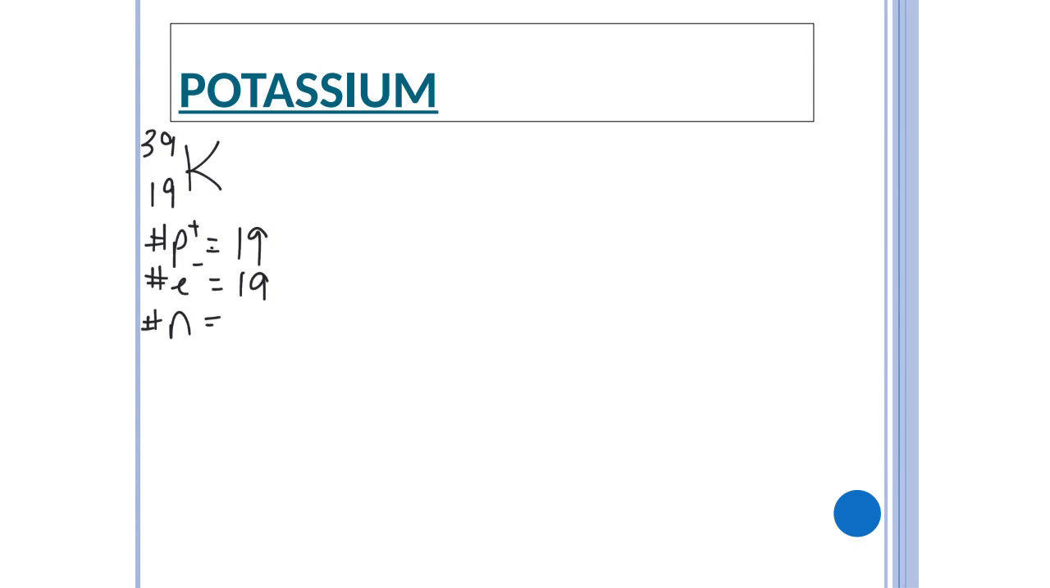To figure out neutrons, remember that the atomic mass is equal to the number of protons and neutrons. So in order to get the number of neutrons, I have to take the atomic mass and subtract off the atomic number, and I get a value of 20. Sometimes the neutrons equal the protons and the electrons, but most of the time it doesn't. You have to do a subtraction to figure out the number of neutrons.